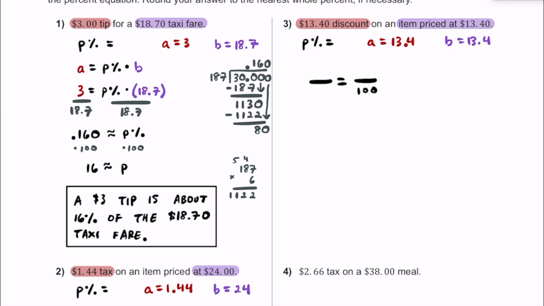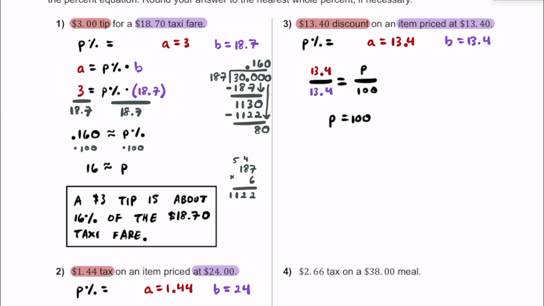Let's go ahead and just set that up. P is our unknown, but let's see what's going to happen here. We have 13.4 over this 13.4. Now, if you notice here, this is actually a 1-to-1 ratio on the left side. So if that's the case, the only way that P could be a value that makes sense here is that P actually just has to be 100.